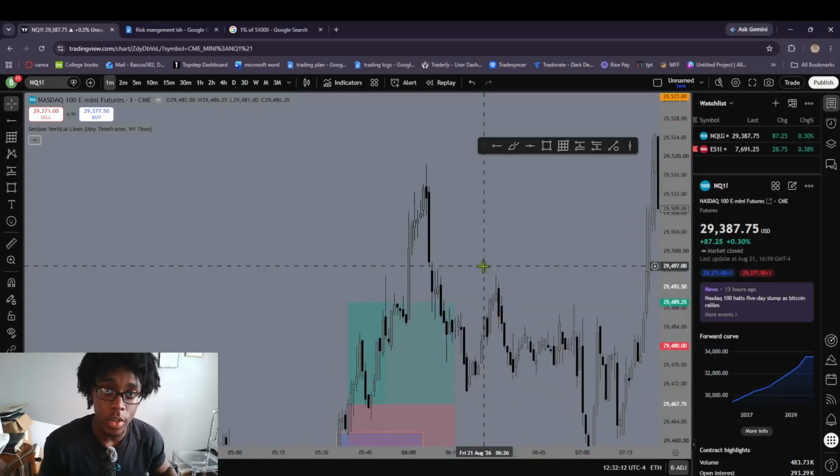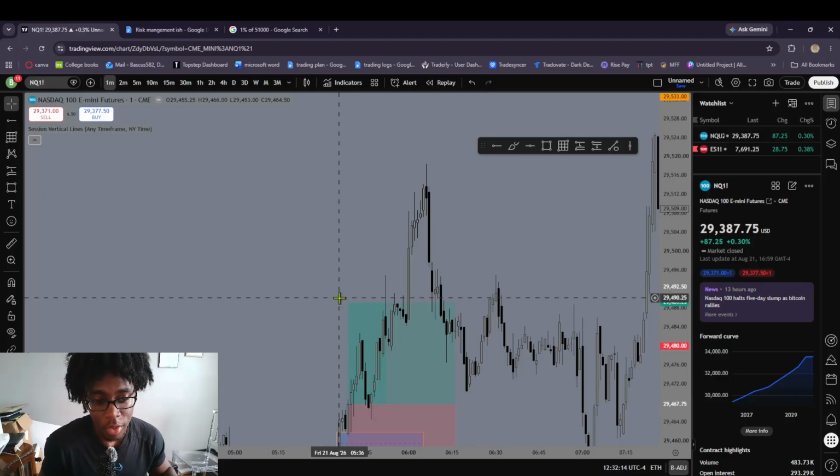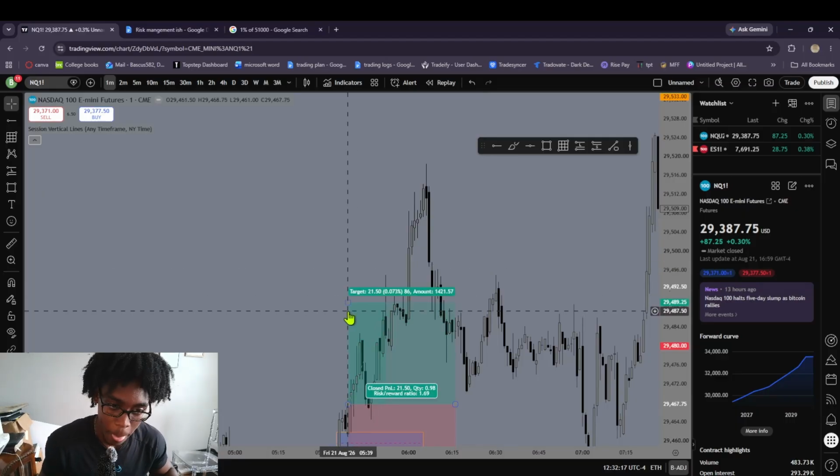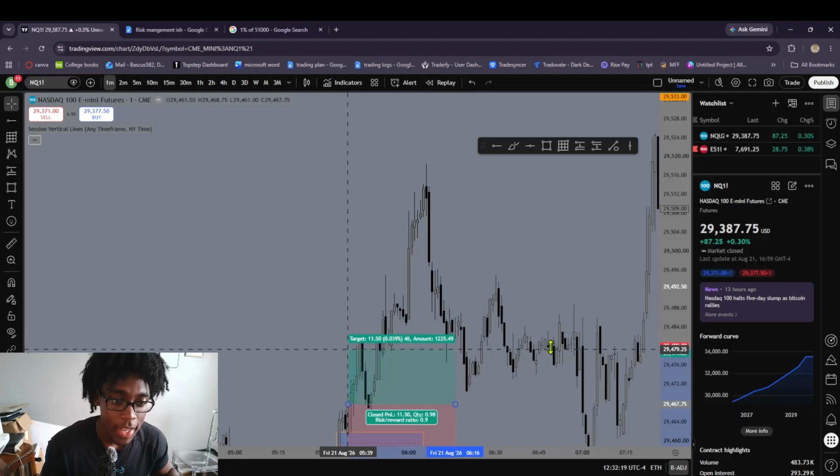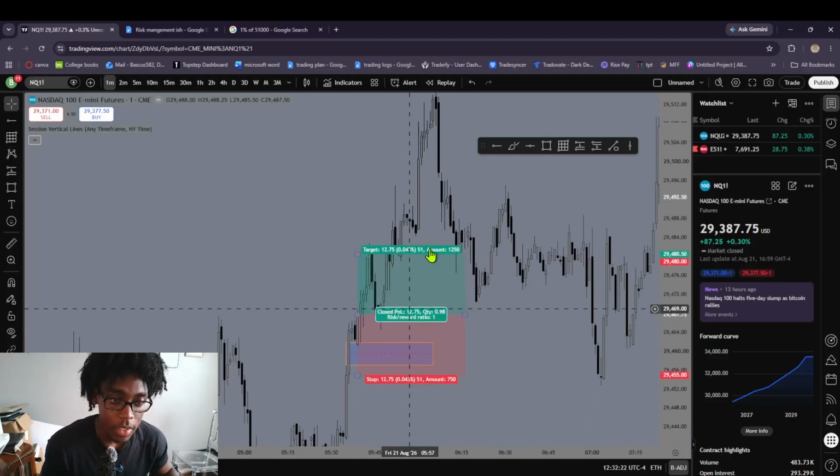That isn't even up for discussion. So it's not, okay, maybe I only want 30 ticks. No, that is horrible risk management. Your minimum needs to be at least 50 ticks because your stop loss is at 50 ticks.